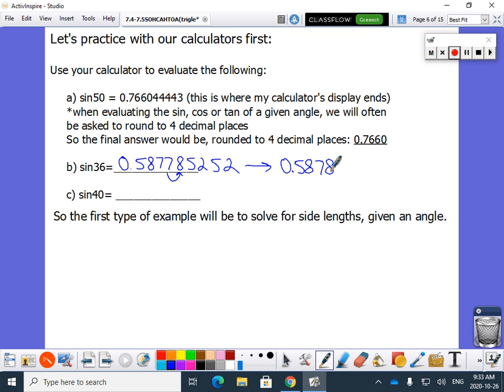Next one, sine 40. 0.642787609. Did we all get that? We want to go to 4 decimal places. So my 4th decimal place here is a 7. So I'm going to look to the next number, which is an 8. This is 5 or higher. So what's that going to do to the 7? It's going to turn it to an 8. We're good with that? Right now is just practicing putting sine, cos, and tan into your calculator and rounding to 4 decimal places.